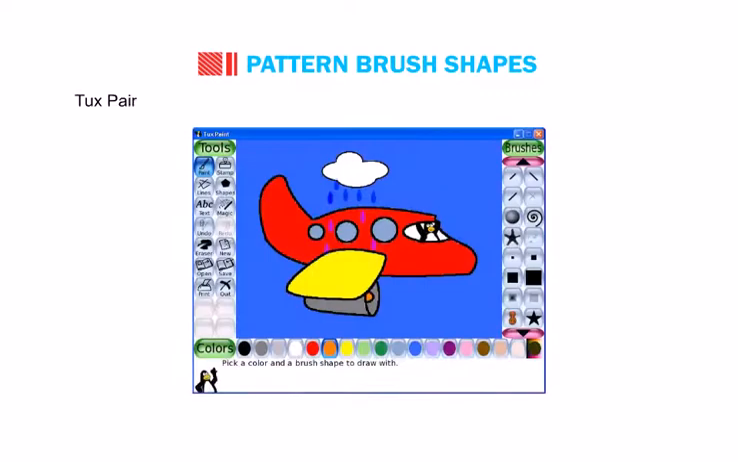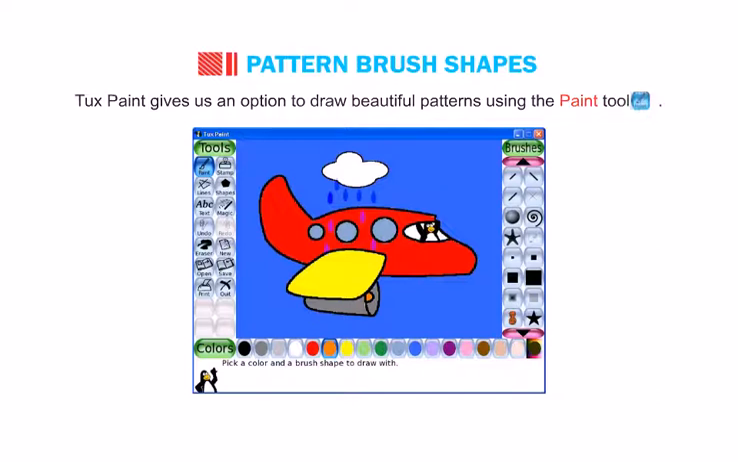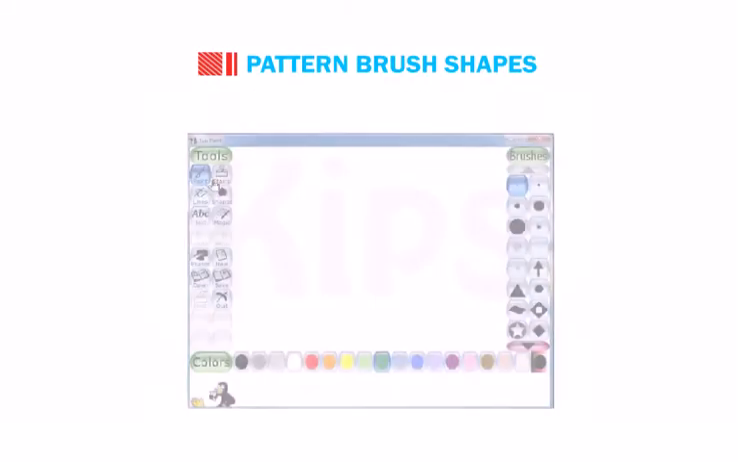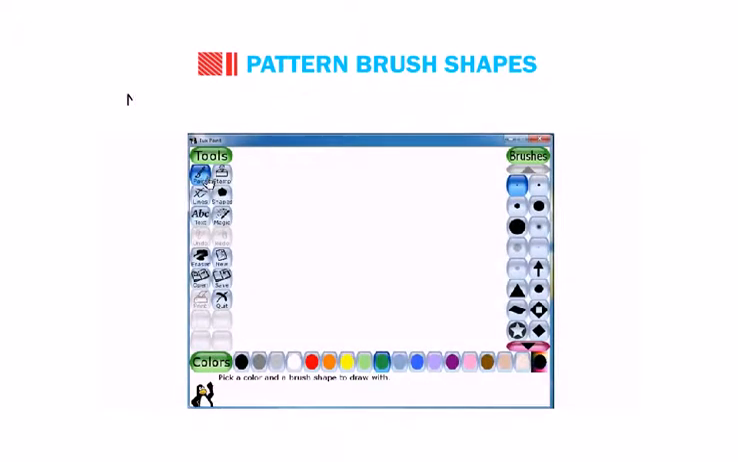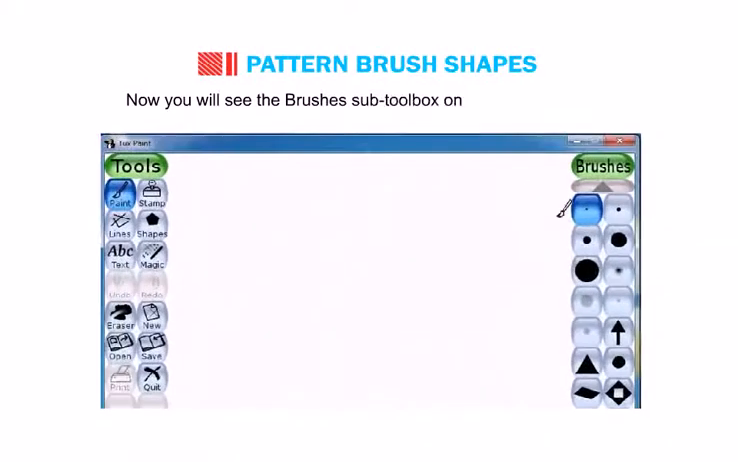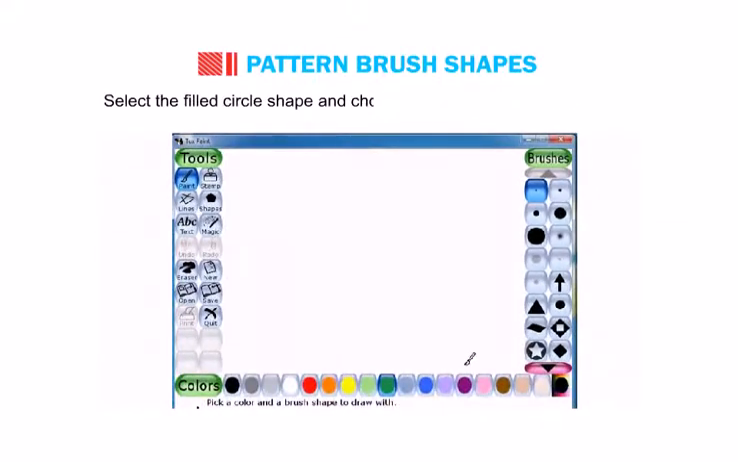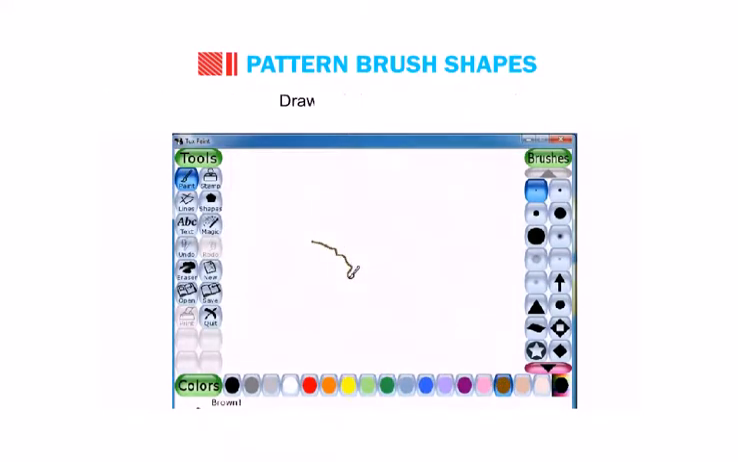Students, let us now talk about the patterns of brush shapes. Tux Paint gives us an option to draw beautiful patterns using the Paint tool. We can select any of the pattern shapes from the sub-tool box. Let us see how many beautiful patterns we can make. Select Paint tool. Now you will see the Brushes sub-tool box on the right-hand side. Select the filled circle shape and choose brown color from the palette. Draw the stem of a tree.